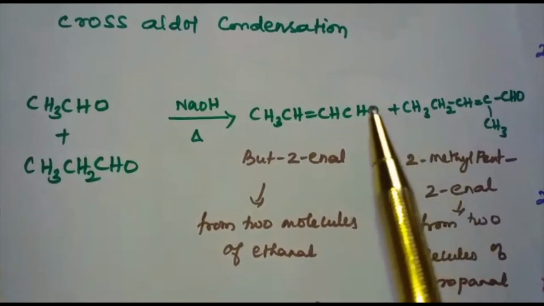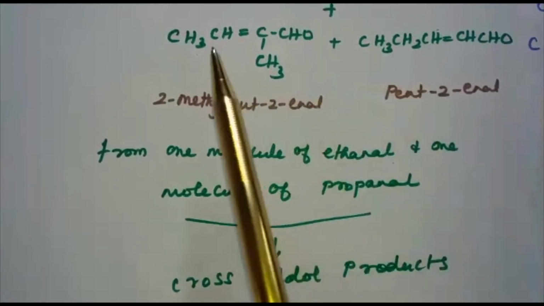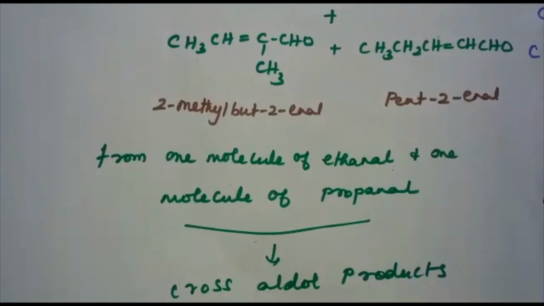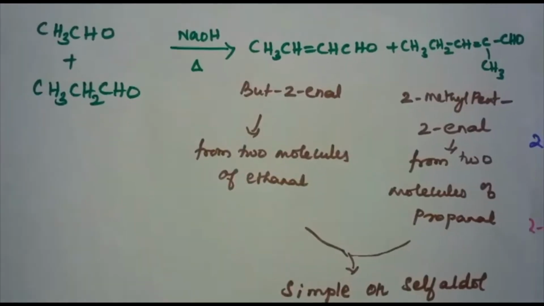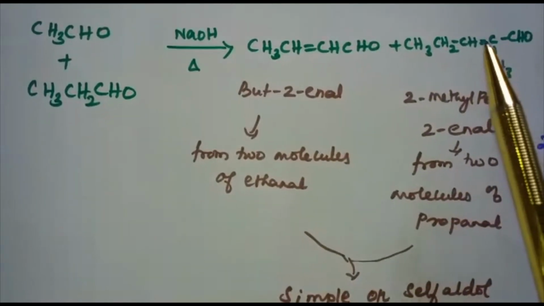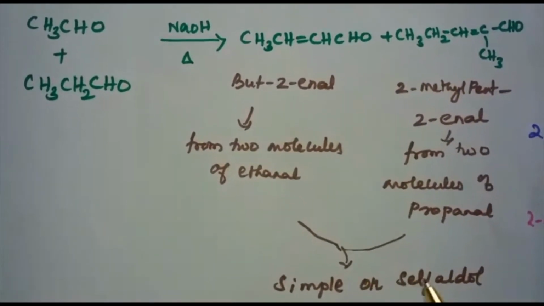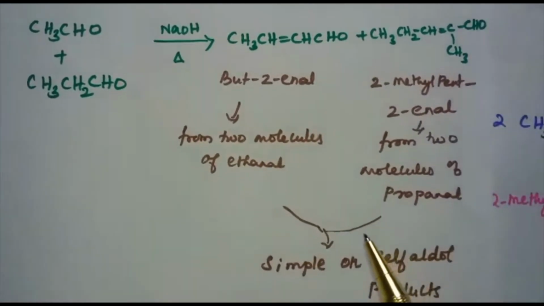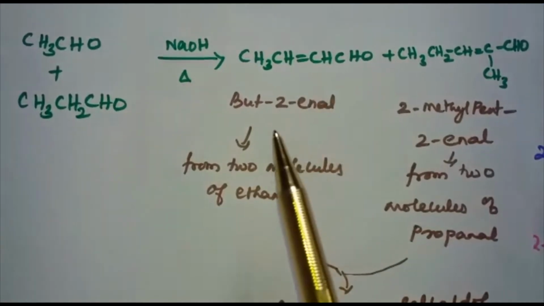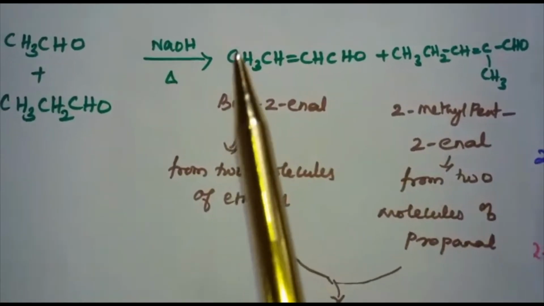Here if you see we are having two products and two more products over here. How are we getting all these four products? Let us discuss. Here first two products, let us discuss these first two products. These are known as simple or self-aldol products. How are we getting this butylenol and then 2-methyl-pent-2-enal? How are we getting this?